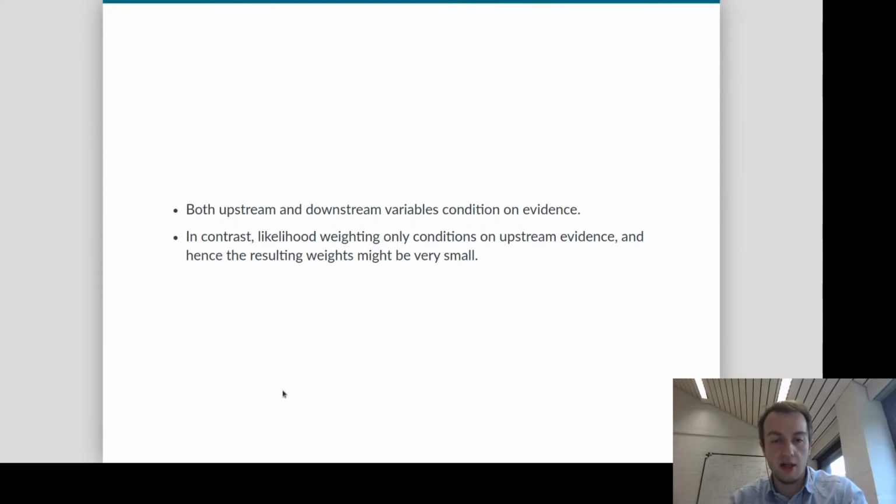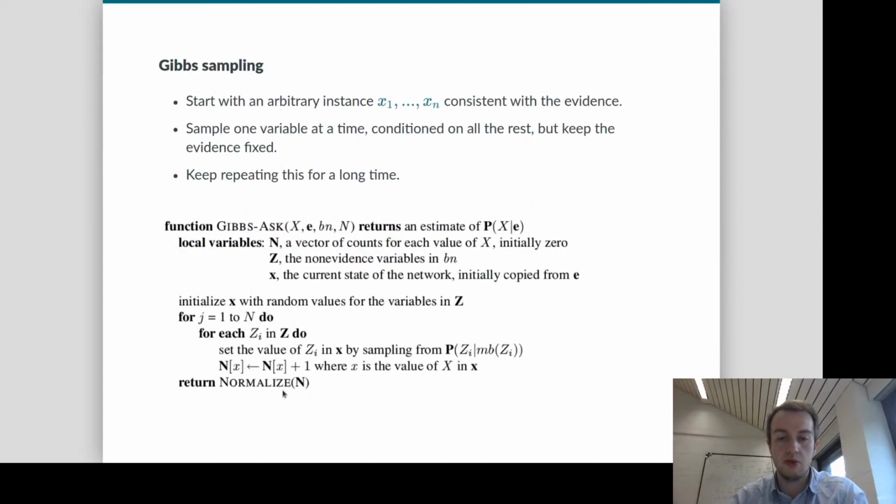And so this is nice because now with this algorithm we would be sampling the variables, both upstream and downstream variables, while taking into account the evidence. Okay, because you do that not using the local probability distribution that you have at the nodes, but using this guy.